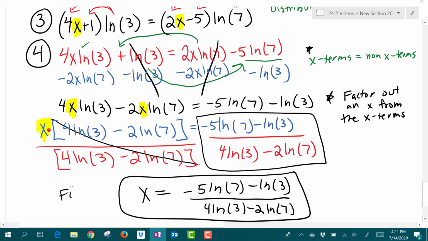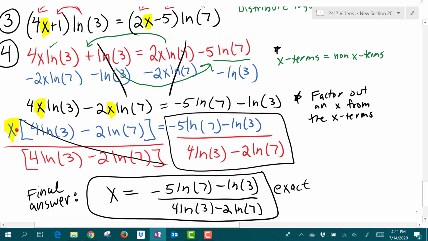Alright, so this is our final answer, and it is exact. Now, in addition to that exact answer, which we really want to make sure that we can find, we also would like to find an approximation.